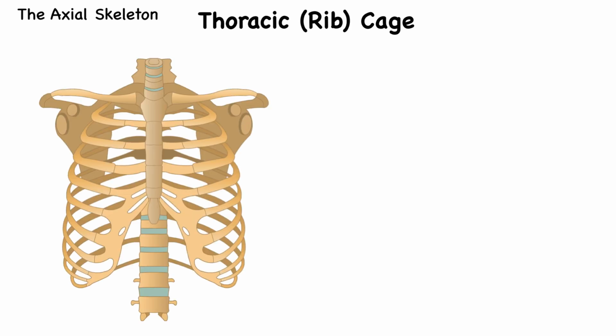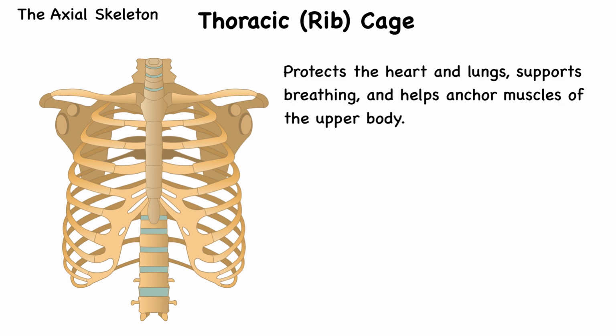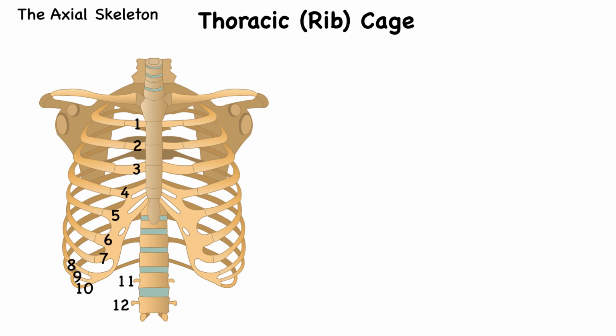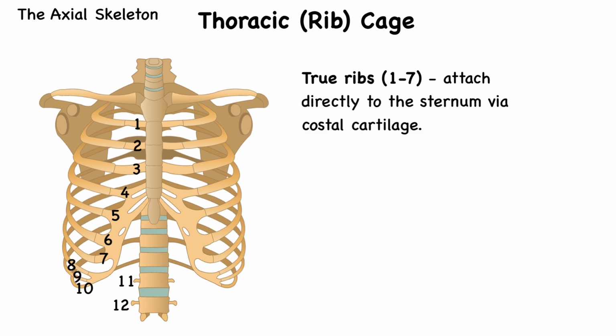The thoracic cage, also called the rib cage, protects the heart and lungs, supports breathing, and helps anchor muscles of the upper body. It includes the sternum, 12 pairs of ribs, and the thoracic vertebrae, which the ribs attach to. Let's take a closer look at the ribs. Ribs 1 through 7 attach directly to the sternum via costal cartilage. These are referred to as true ribs because of their direct attachment.